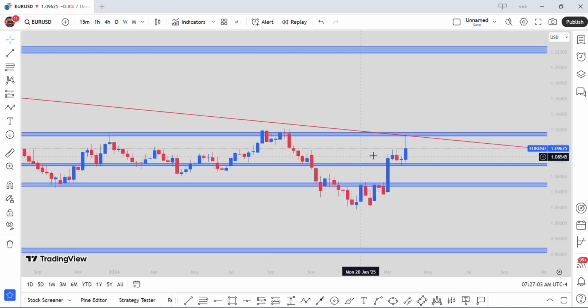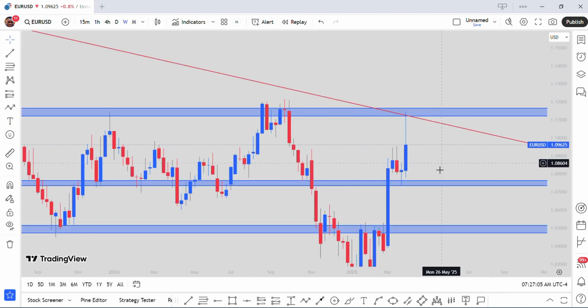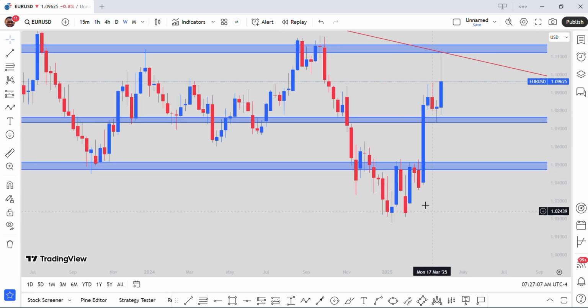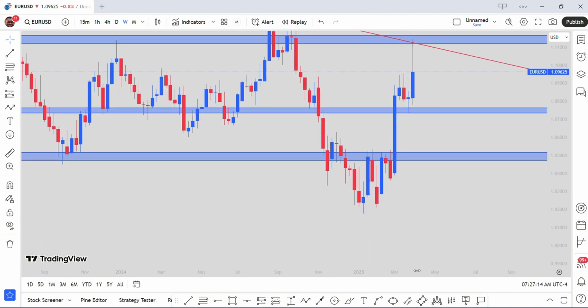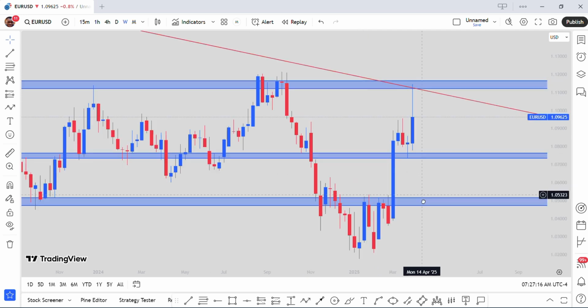If I go to the weekly time frame, I was expecting a sell-off around this region for EURUSD to continue pushing to the downside and come back into this region. But that did not happen. Instead, price broke above and then started trading to the upside.